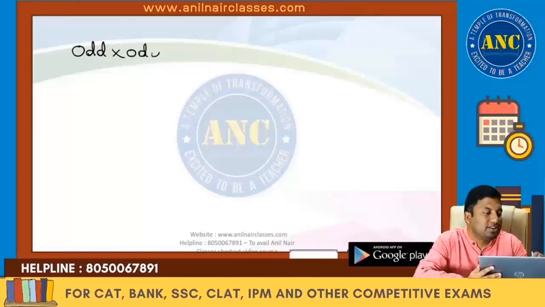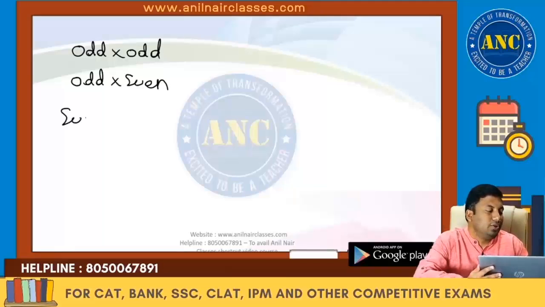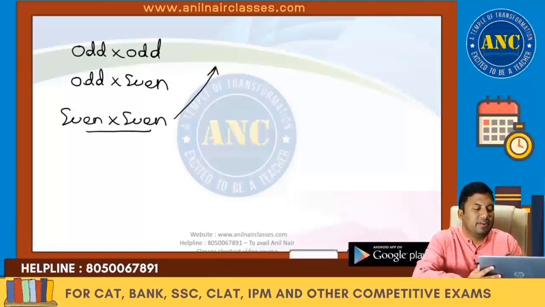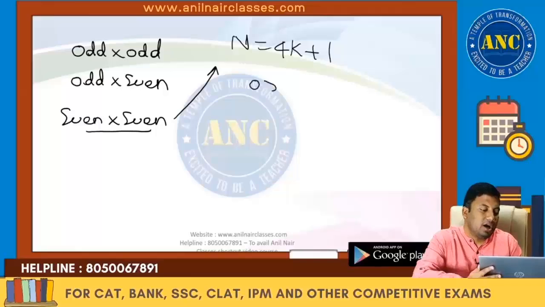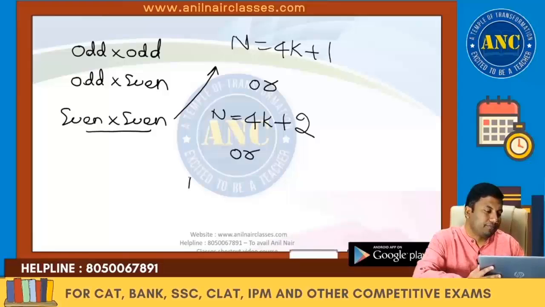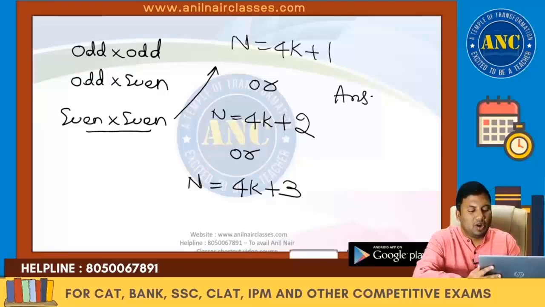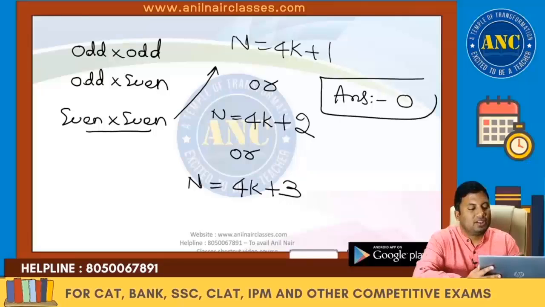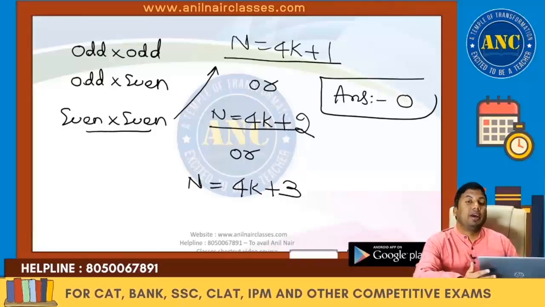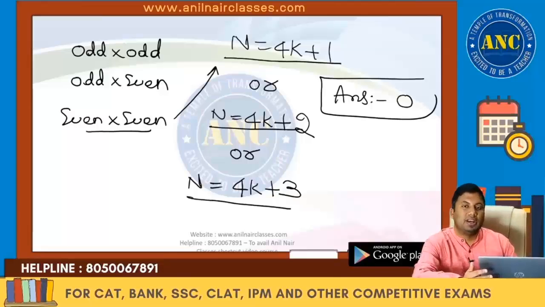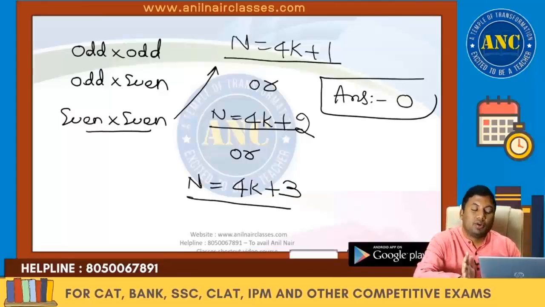Odd into odd we discussed. Odd into even we discussed. Even into even we discussed. In this even into even, if the right hand side is of the form 4k plus 1, or if the right hand side is of the form 4k plus 2, or if the right hand side is of the form 4k plus 3, answer is always 0. I hope it is clear.